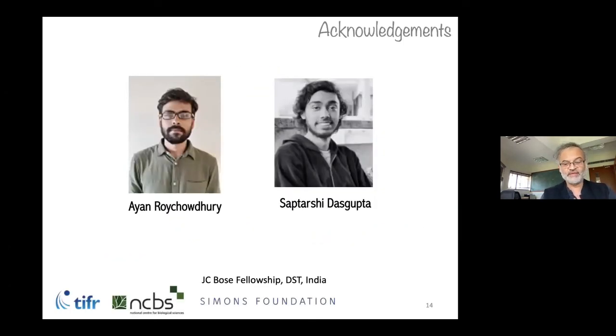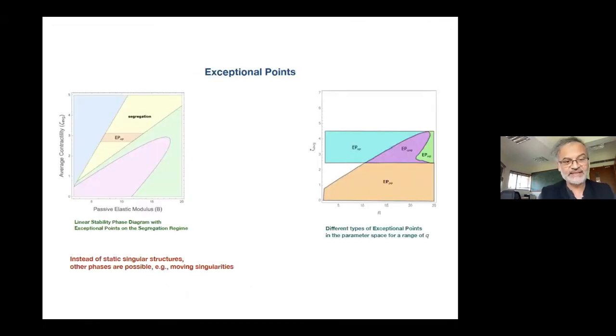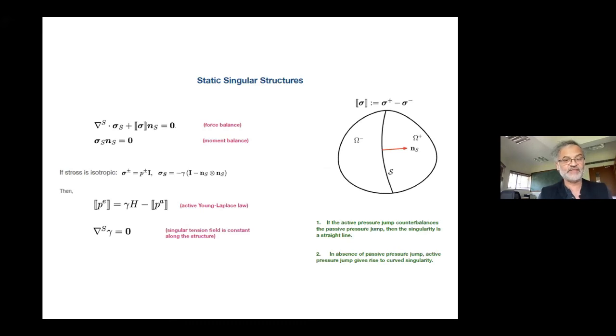I won't go through these exceptional points because of lack of time, and I'll just say that because of the presence of these exceptional points, these singular lines can in fact be moving, and so the steady state of this is actually a set of moving singular lines which pass through each other.